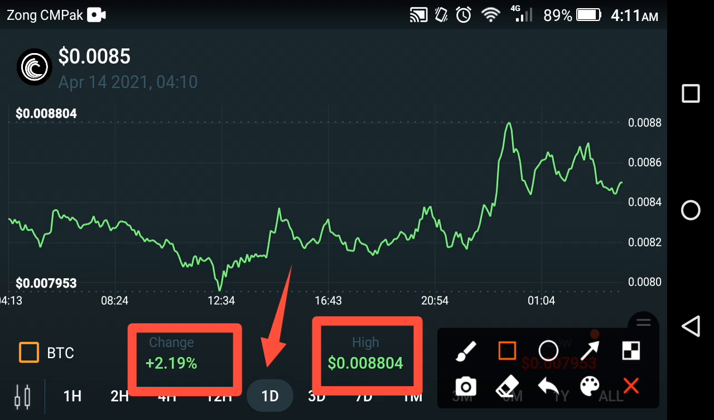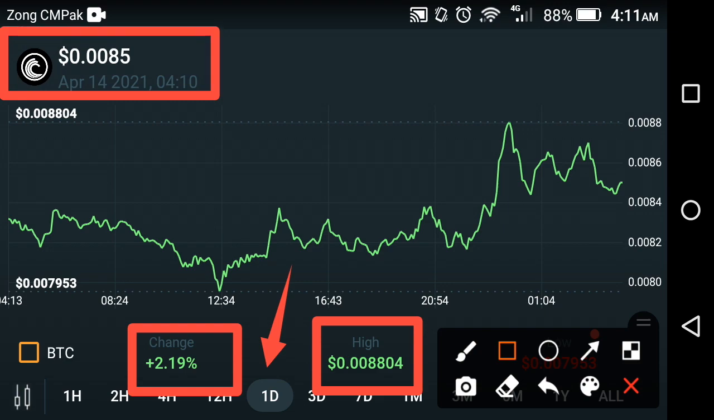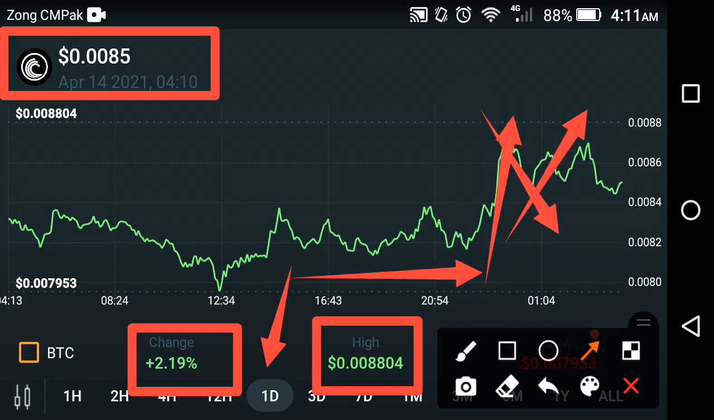And now if you look at the current price, the current price is lower, but don't worry, the graph goes up. 0.0085 USD is the current price of the Bittorrent coin at this time, friends. And if you look at the graph, it is a complex structure. It falls down for a little time, and again falls down for a little time, and again jumps upward.